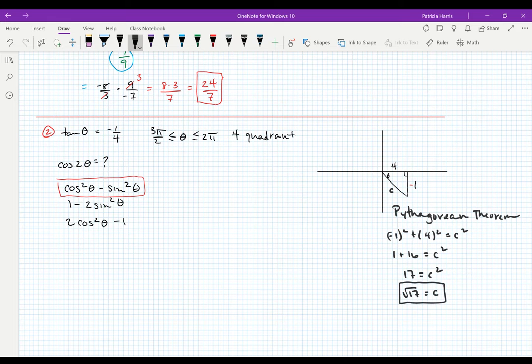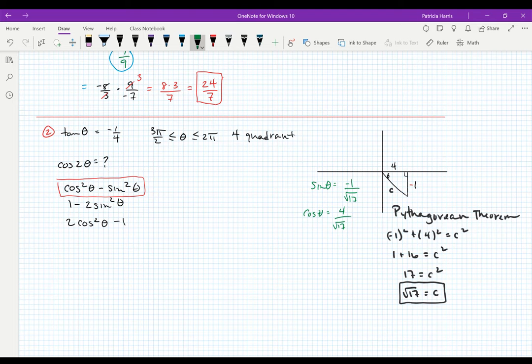That's my C. Okay, what that means is that sine of theta is opposite, which is -1, over the hypotenuse, which is radical 17. Cosine of theta is adjacent over hypotenuse, or 4 divided by the square root of 17.